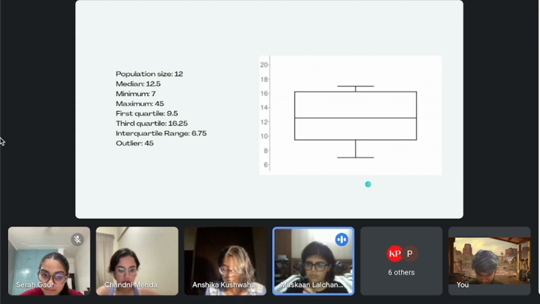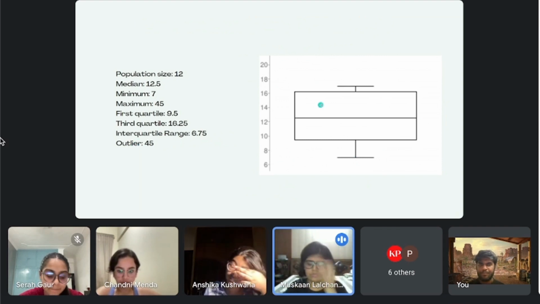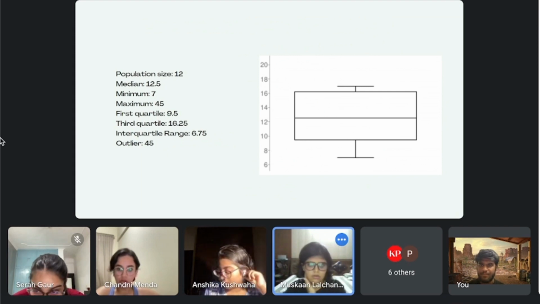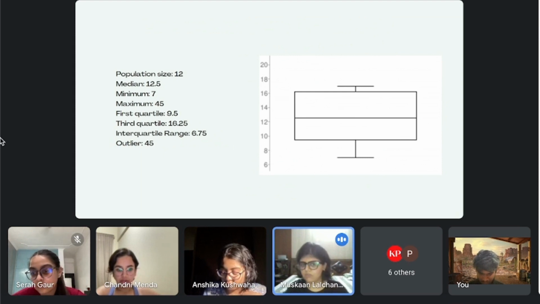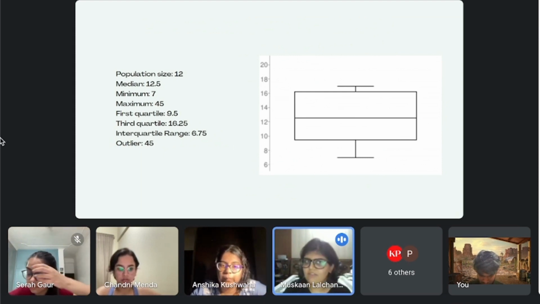Whatever is outside of this will be the outlier, which will be denoted with a dotted line if you're doing it on paper. So I used a box plot maker online. It automatically told me that the outlier is 45. So now I will show you how you can do all of this.